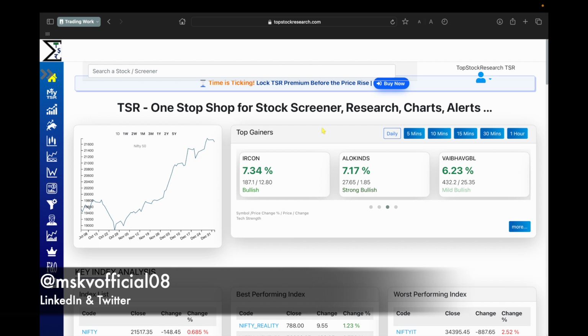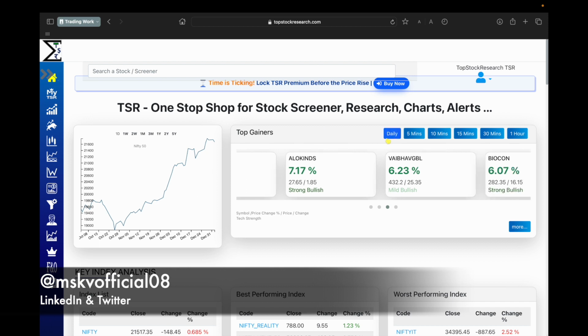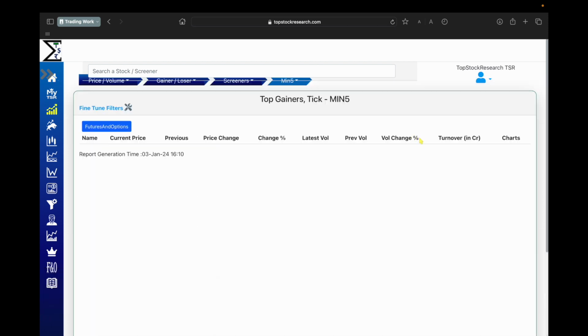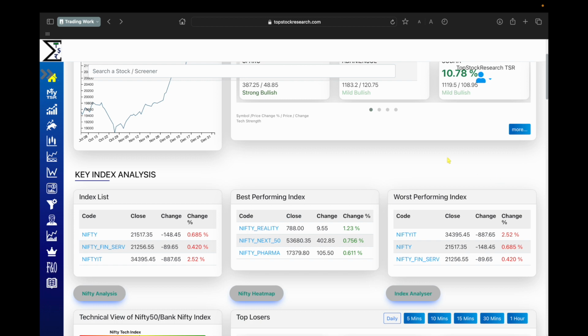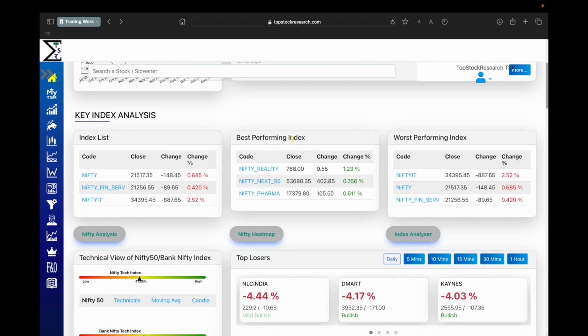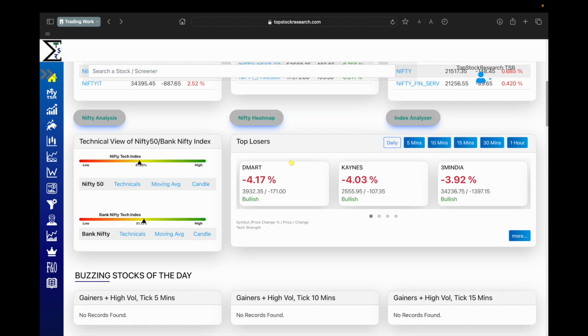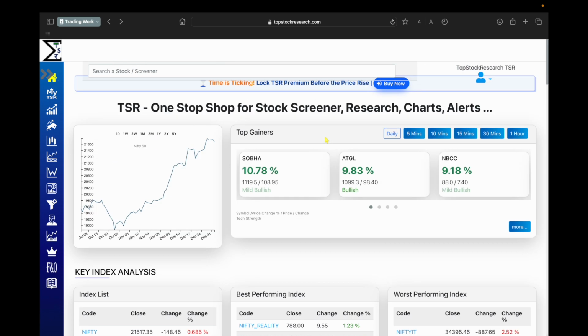On this home page you can get some details about top gainers daily, in 5 minutes, and other things too. Then you can see things like best performing index, worst performing index, and top losers. Mainly we are going to use this website for screening purposes. You may know that screening is selecting particular charts with particular requirements.